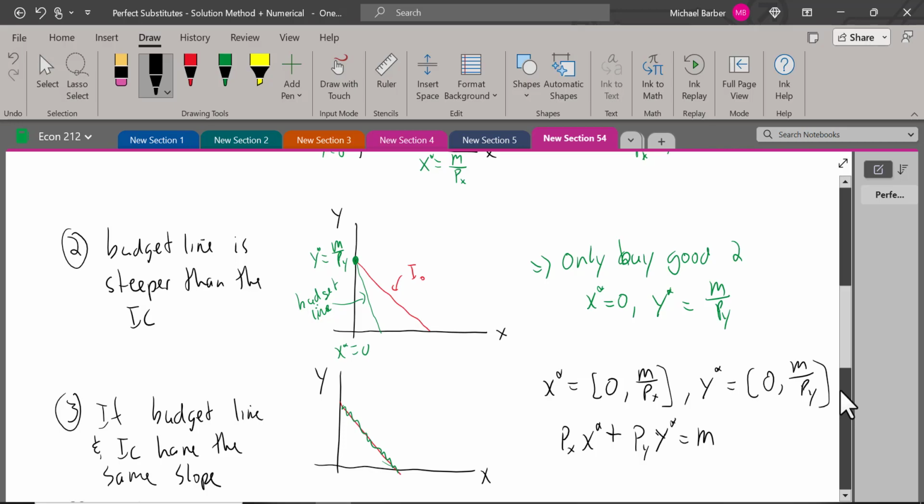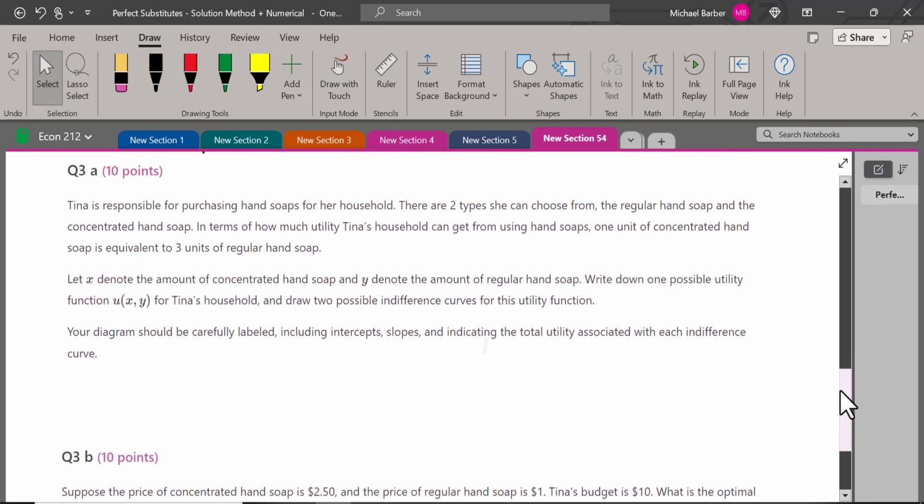So that's the key when we're trying to solve these perfect substitutes, is just comparing the slopes of the indifference curve and the budget constraint. So let's go down and look at an example.